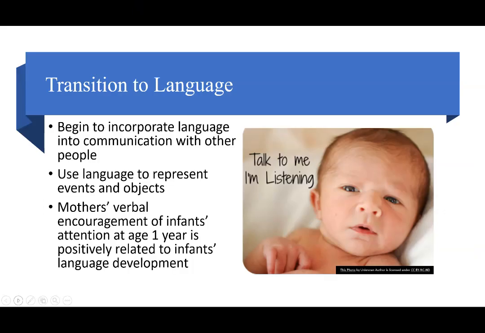All right. So now we're getting to this 1 year old phase, which is phase 3 in the phases of joint attention. And toddlers are starting to actually use language, like meaningful words, to communicate with other people. They're using language to represent events and objects.